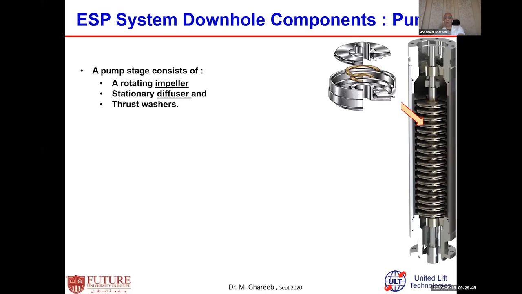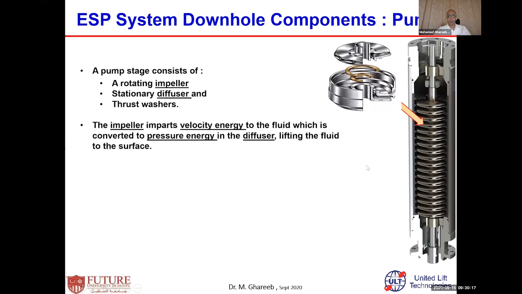What are the main components of the stage? Usually a stage has three main components, whatever type of stage. There are different types of stage, but generally speaking, all types have three main components. One is called the impeller, and we have a diffuser, plus we have washers, or thrust washers, between the impellers and the diffusers. Each stage has the same configuration.